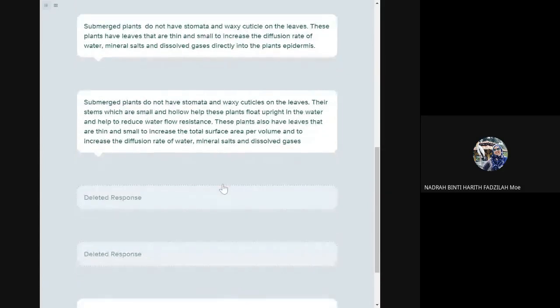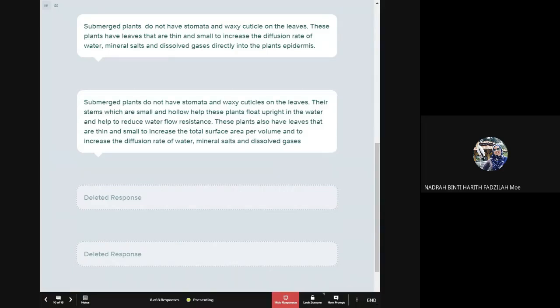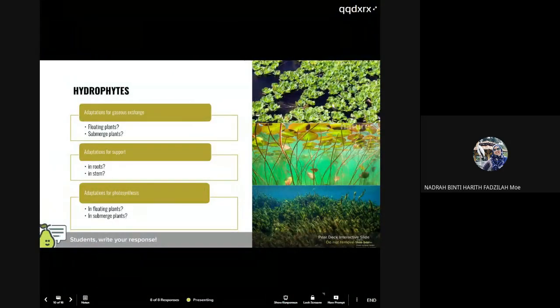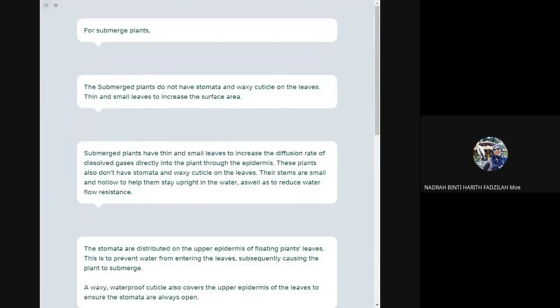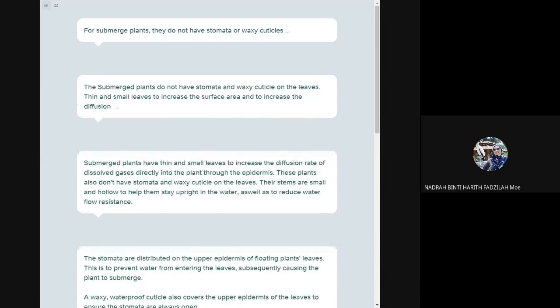So kalau kamu kata to reduce water resistance, kena tambah sikit sebab kalau to reduce water resistance tu macam point untuk yang ni, adaptation for support. For me, if you want to use the point to reduce water resistance, you may say to reduce water resistance so that the leaves won't terkoyak, won't tear.